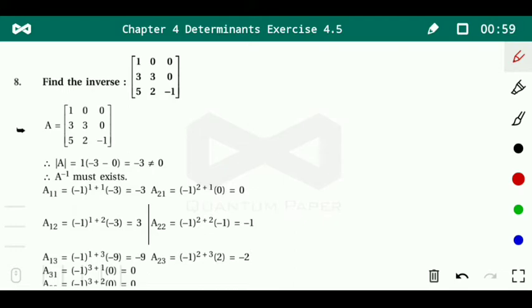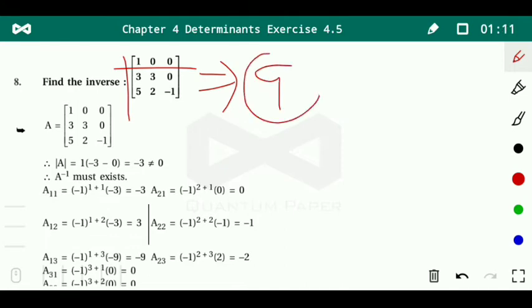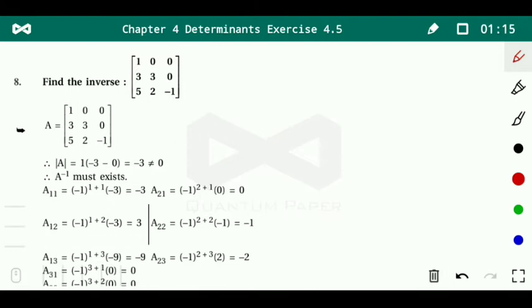Now we have to find the adjoint of A. For finding the adjoint of A, we have to find the cofactors of all elements. Here there are 3 rows and 3 columns, so there are 9 elements, and we have to find the cofactors of all of them. First of all we have to find capital A11. Whatever cofactor we have to find, its respective row and column we have to remove. Suppose we have to find the cofactor of A11, so we remove the first row and first column.